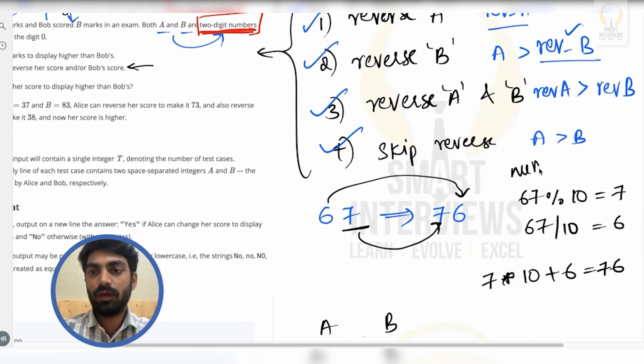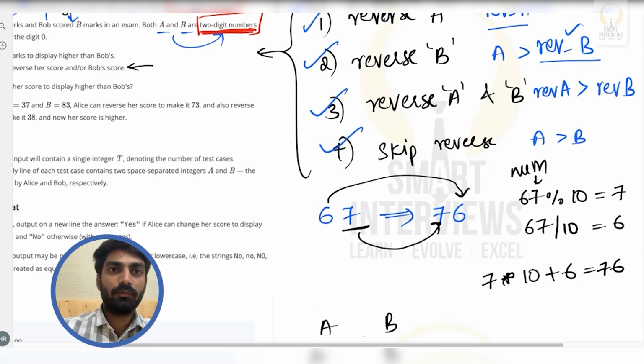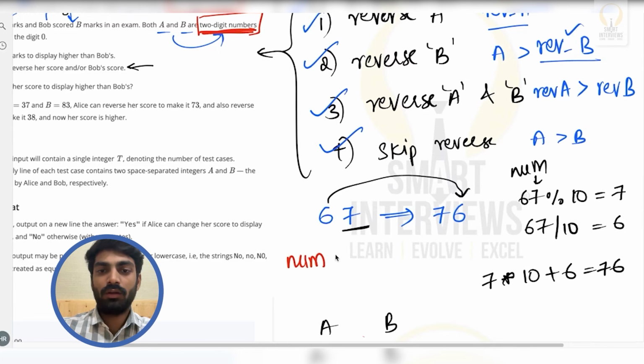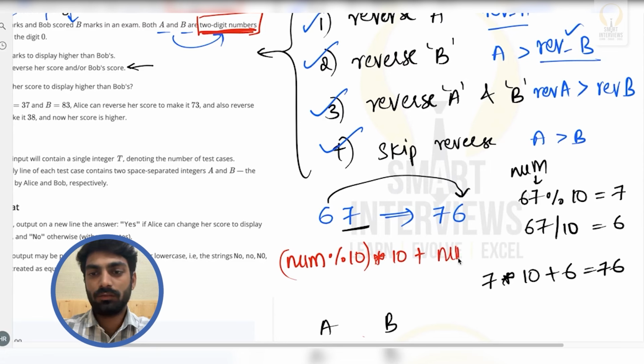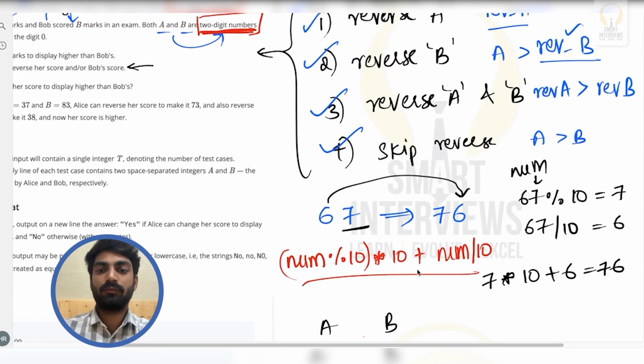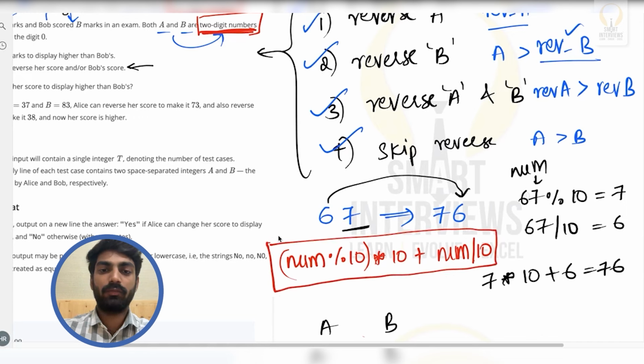Let's say we have stored this 67 in num, and if I write the generic formula, it would be num mod 10 into 10 plus num by 10. So with this, we'll get the reversed value of the given num. As this is two digit, this will work, right? So I hope the logic part is clear.